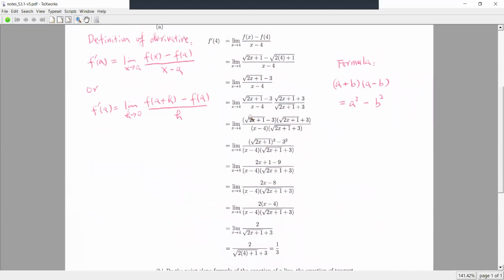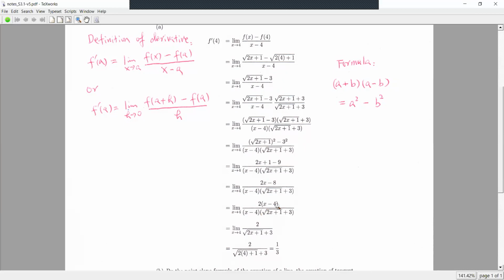Now, for the product in the numerator, I can apply this formula. A minus b times a plus b is a square minus b square. Cancel square root and square, then we have this equation. 1 minus 9 is negative 8. We have this equation. Take out the number 2, and we have this equation.